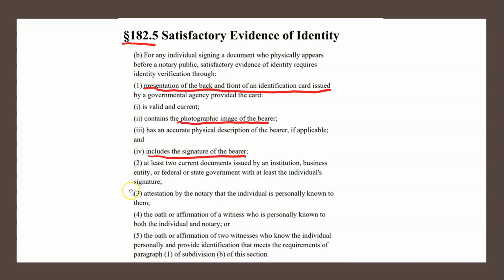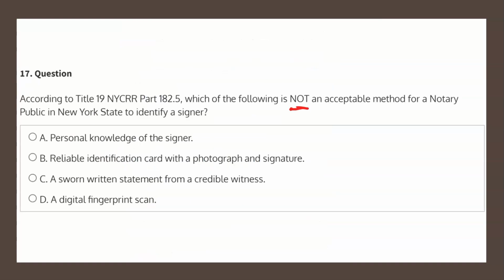Another method is an attestation by the notary that the individual is personally known to the notary. And another is the oath or affirmation of a witness who's personally known to both the individual and the notary. Okay? These are the relevant options for the purposes of our question. And with this in mind, let's look at the four choices to determine our solution.